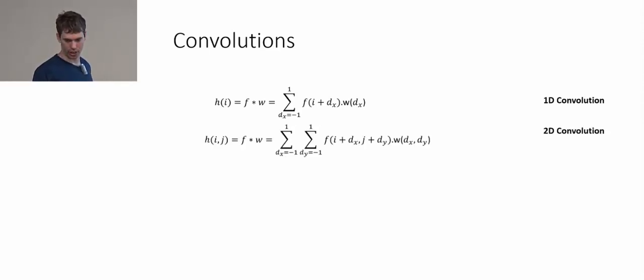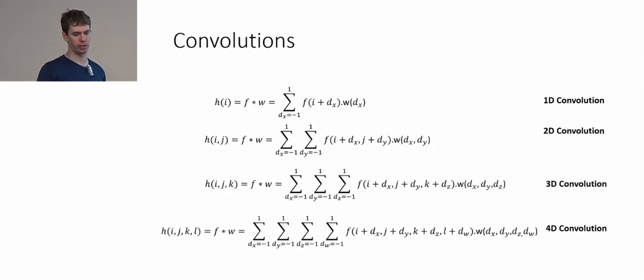2D convolution does the same thing, but once it's done in the first dimension, it increments along the second dimension and repeats. The same thing goes for 3D and 4D convolution. It's just an extension of the exact same algorithm.